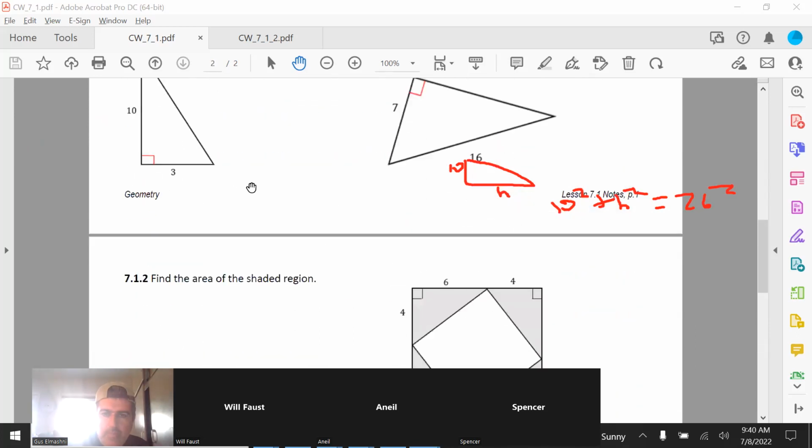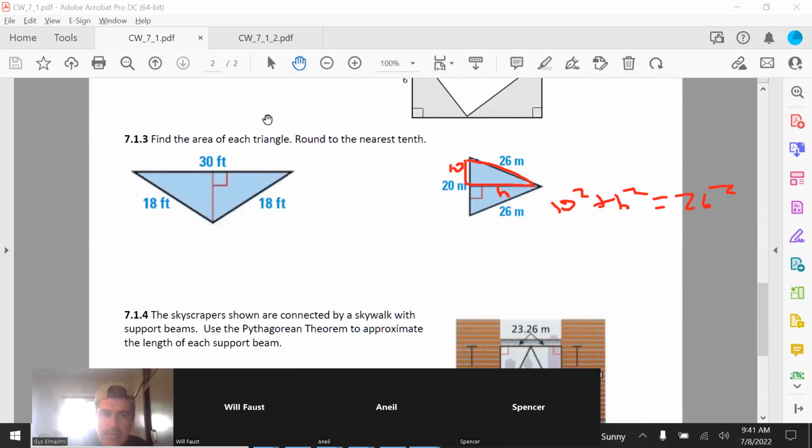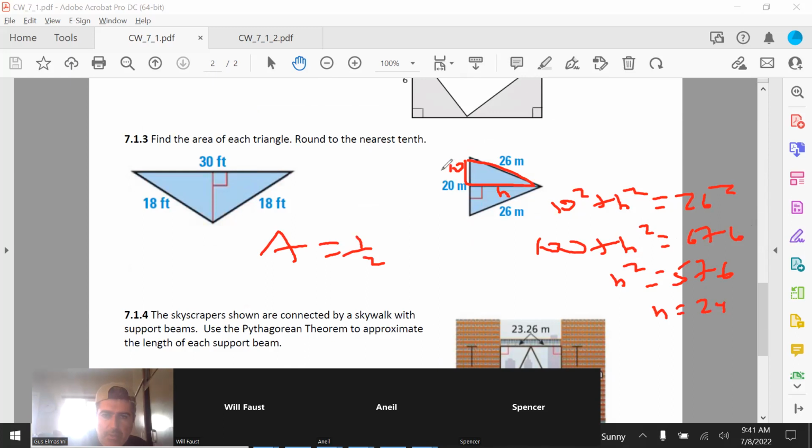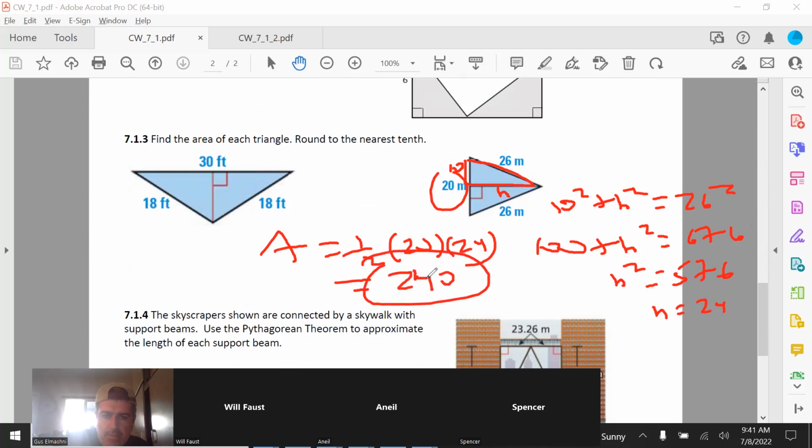So it's 24. I mean, you should work it out just to be sure. That's 100. 676. 8 squared is 576. H is 24. Then find the area. 1/2 your base, you're going to say your base is 20, times your height. You get 240. 240 for that one.